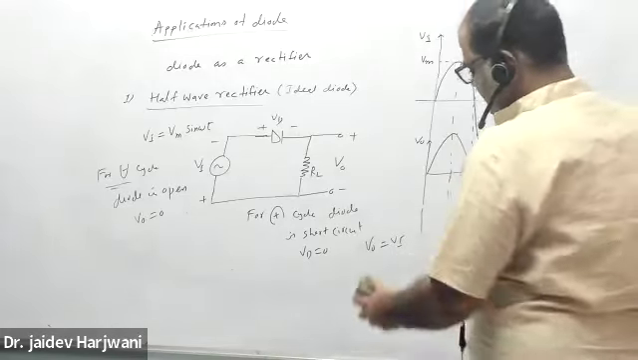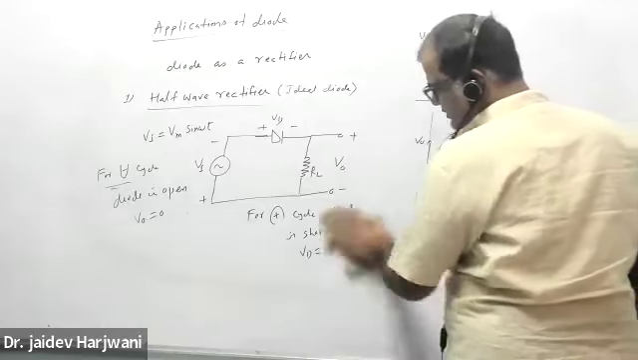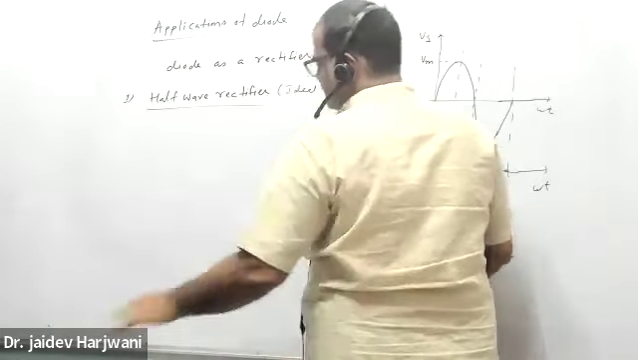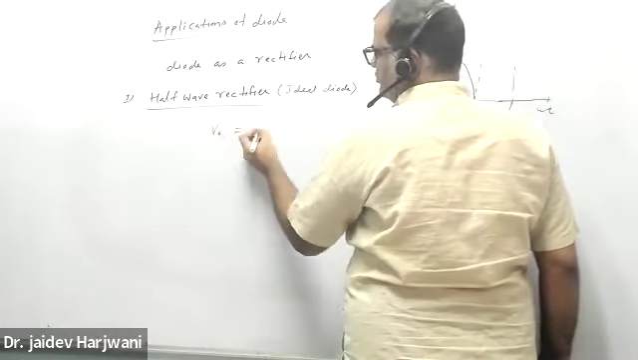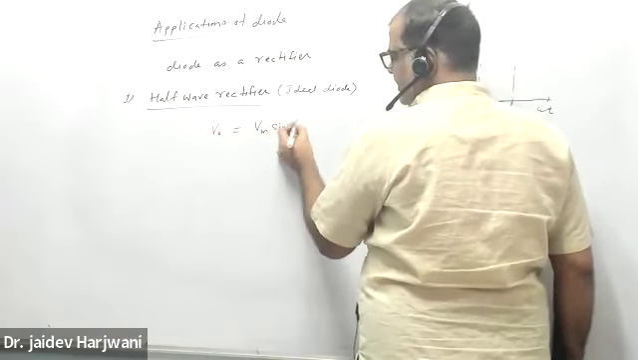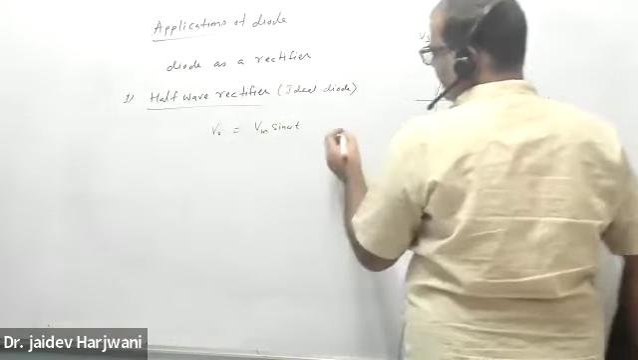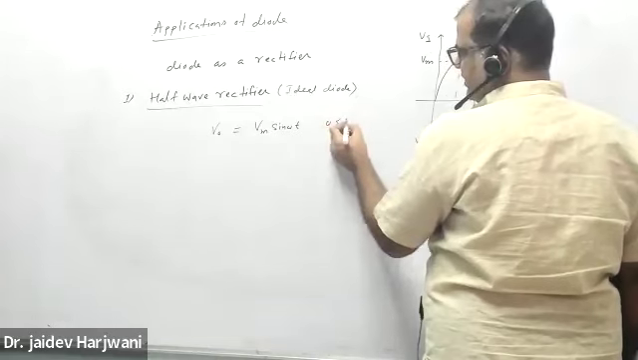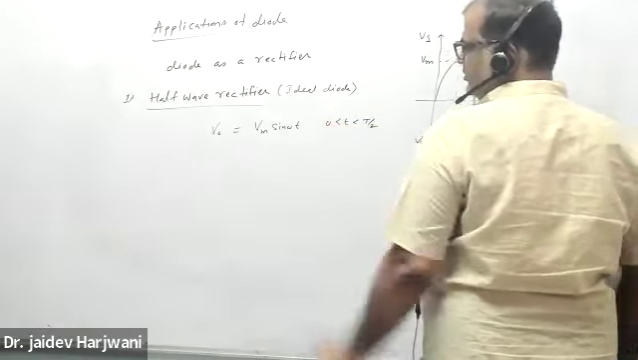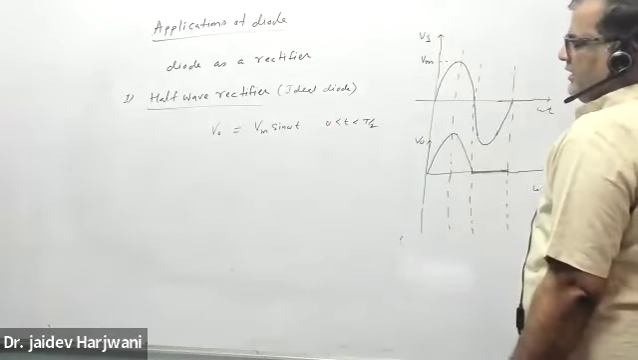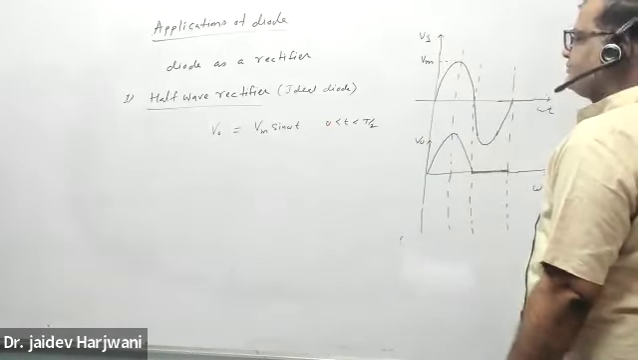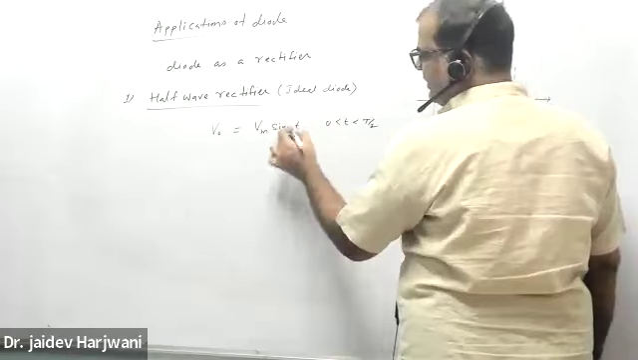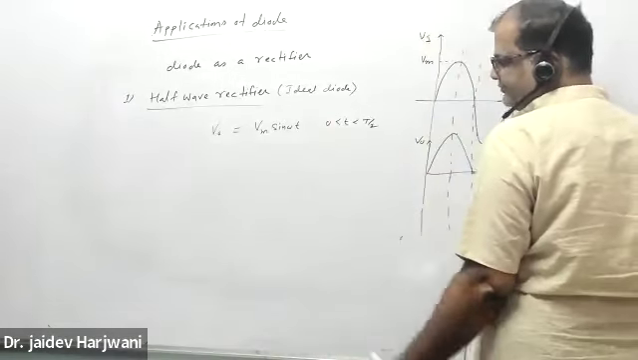How can you write the output of this equation? V naught is equal to Vm sine omega t, when t is between 0 to T by 2, or omega t is 0 to pi. And omega is 2 pi by T.